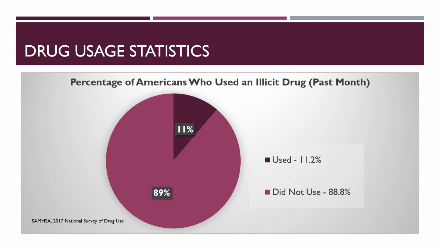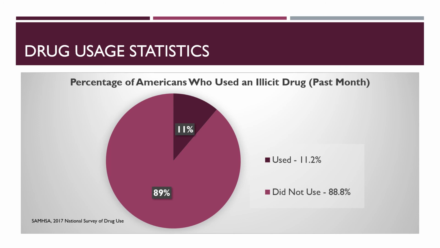So they ask several thousand people a bunch of questions. One of those questions is, have you used any illegal drug in the past month? Now, in this case, because we're doing a federal survey, that would include marijuana. It would also include cocaine, heroin, methamphetamine, any other illegal drugs, so not alcohol.